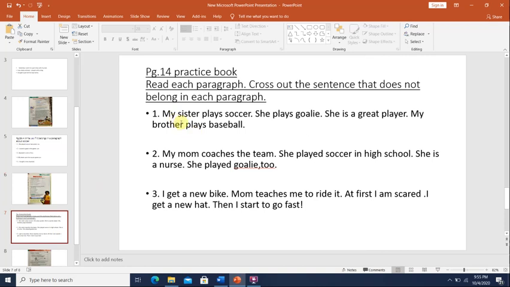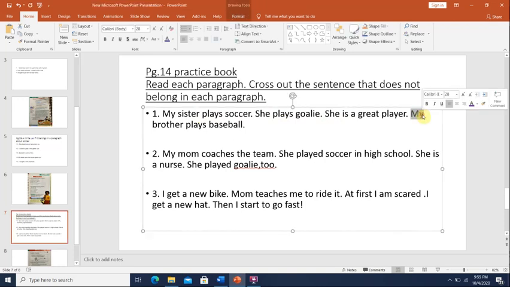Number 1, my sister plays soccer. She plays goalie. Soccer again is football. She is a great player. My brother plays baseball. Okay. Which sentence here does not belong to the paragraph? It begins about my sister playing soccer, and she plays the goalie, and she's a great player. And then it says my brother plays baseball.